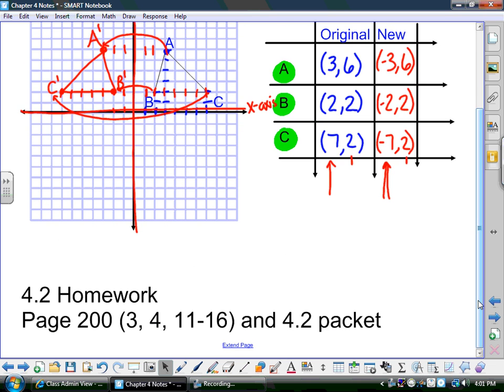The homework in section 4.2 has a part that's out of the textbook on page 200 and also some pages in our packet. There are 3 pages that are a 4.2 worksheet you need to complete.